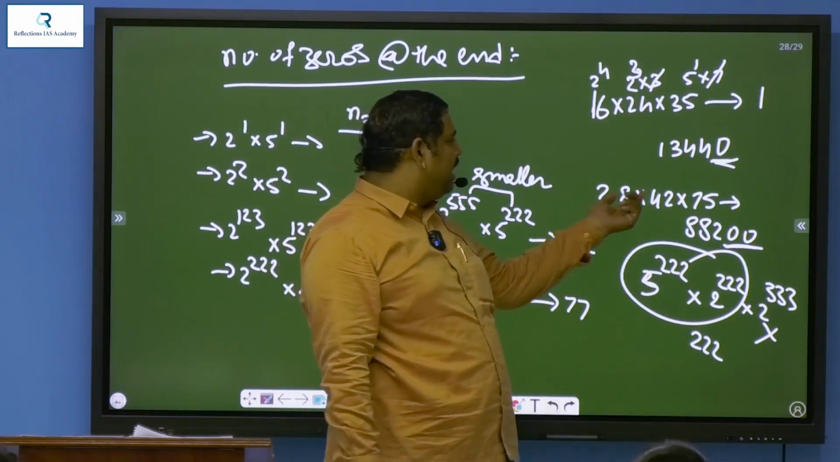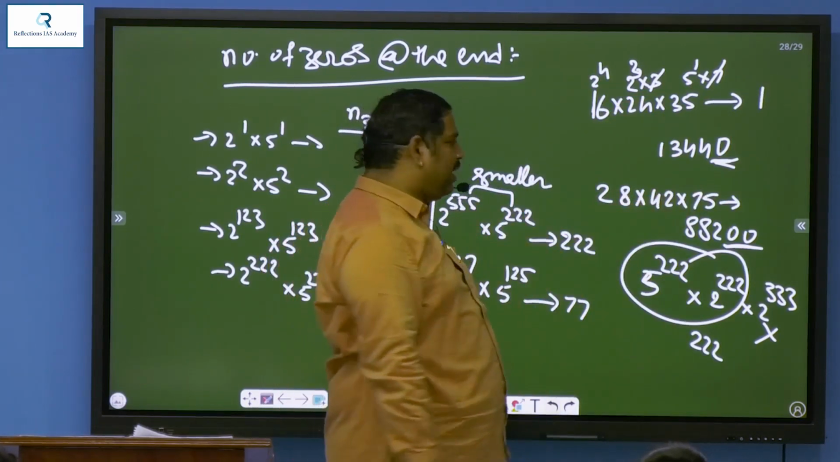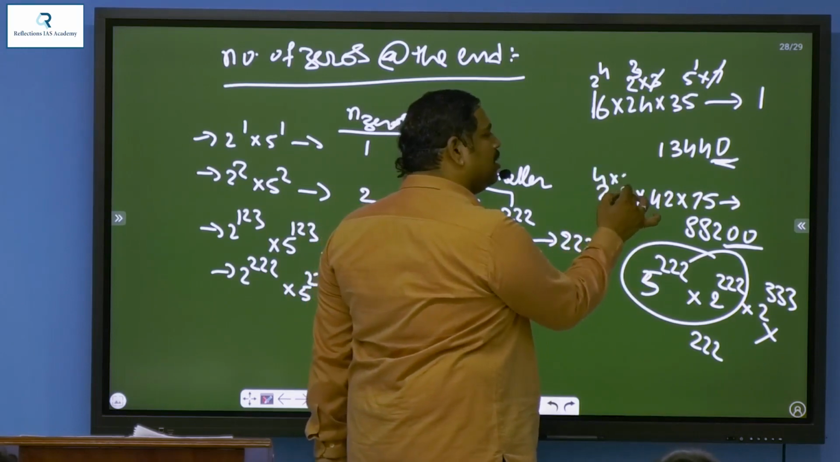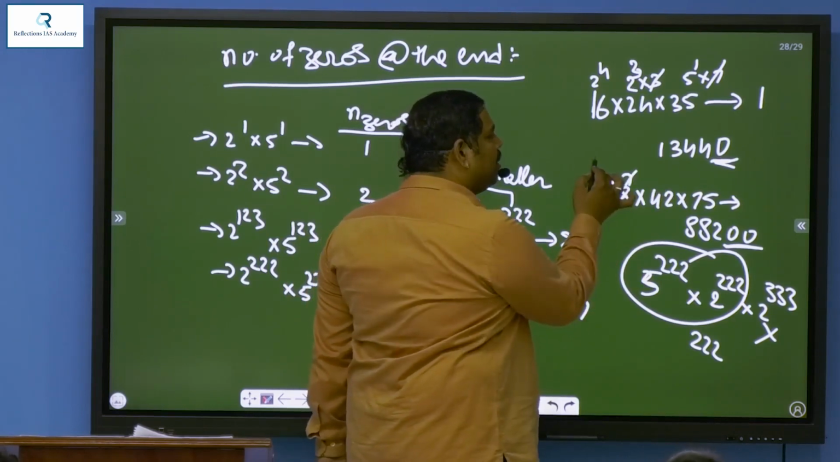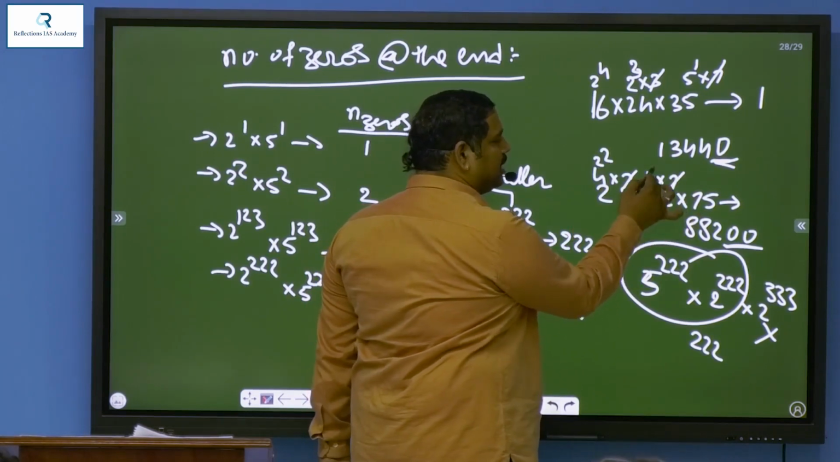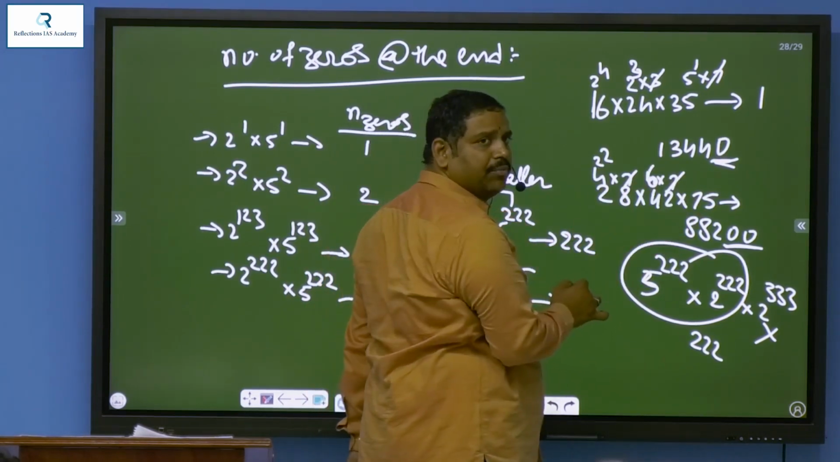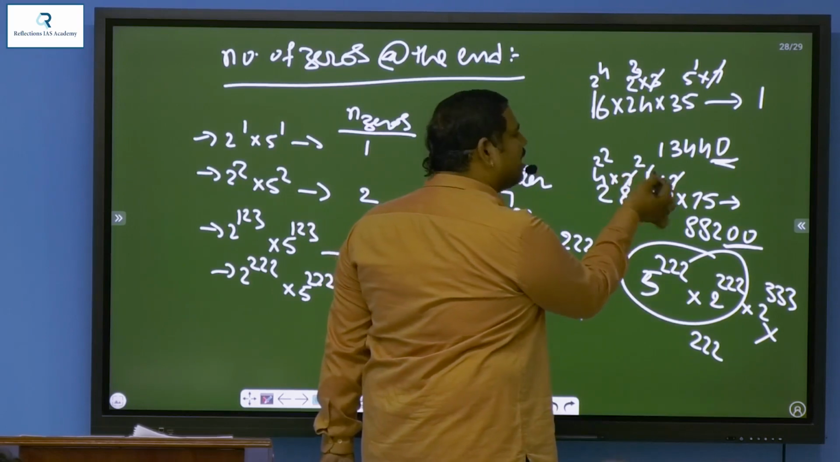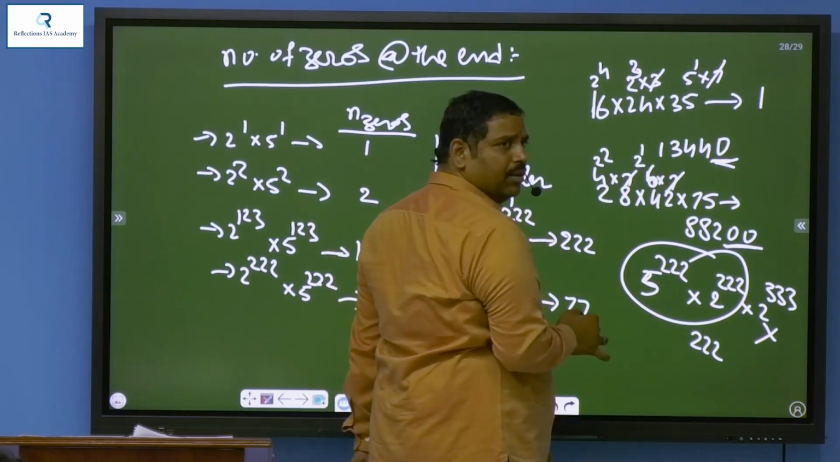Same to same. 28 into 42 into 75. 28 means 4 into 7. Right or wrong? 7 is useless, sir. 4 means 2 square. 42 means 6 into 7, sir. 7 is useless. 6 means 2 into 3, sir. 3 is also useless. 2 power 1.